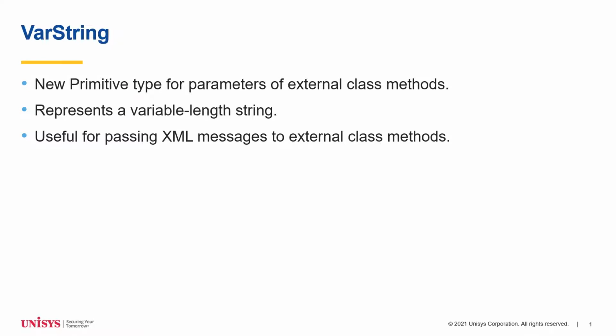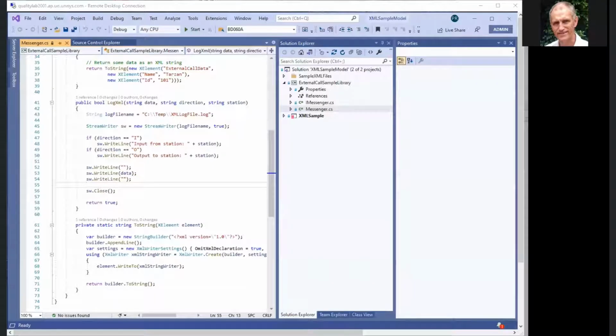Now I'm going to do a demonstration of a specific use case involving XML processing, and that is the logging of XML messages in an external library. Let's consider a use case where we have an AB Suite system that needs to process XML messages. These XML messages are sent in and out of our system into messenger classes. And let's say we want to log all of those XML messages by calling a method on an external library, passing those XML messages as a string, and that library will log those messages to a file.